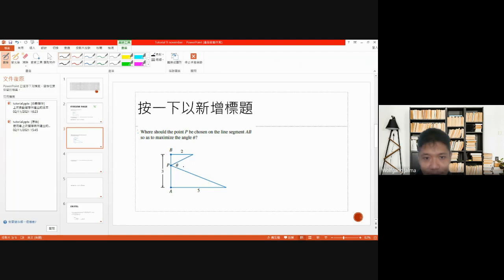So we know this problem. We want to maximize this angle, right? So let's say this angle here is beta, and this one is alpha. The name doesn't matter. And let's say this part as x, right? It doesn't matter which one you choose. So PB is x and PA is 3 minus x, right?